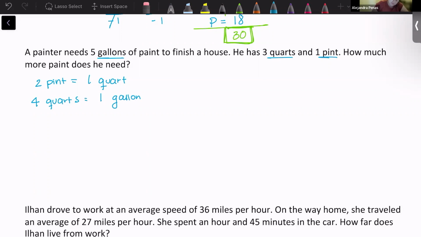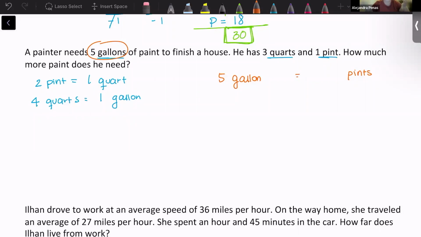So what am I going to do? I'm going to take these 5 gallons and convert them to just pints, which is the smallest unit here. So I want to know how many pints that's going to be. Now remember, we're going from a big unit to a small unit. So are we going to multiply or divide? Multiply. Yes, we are going to multiply.